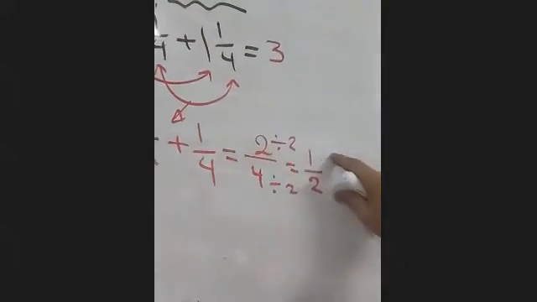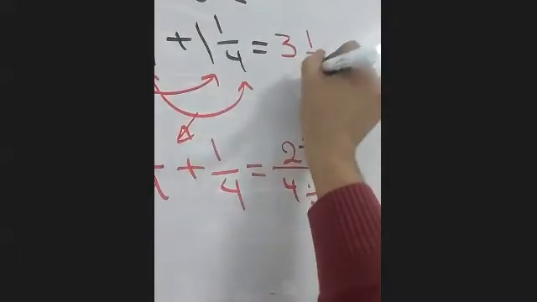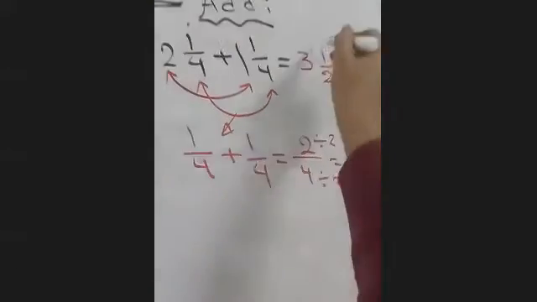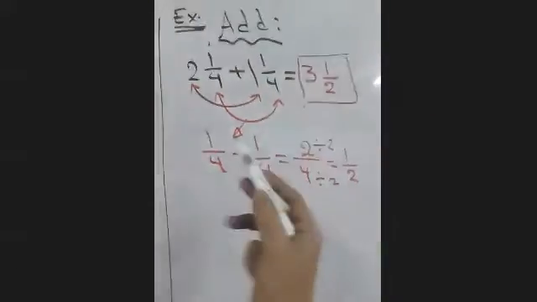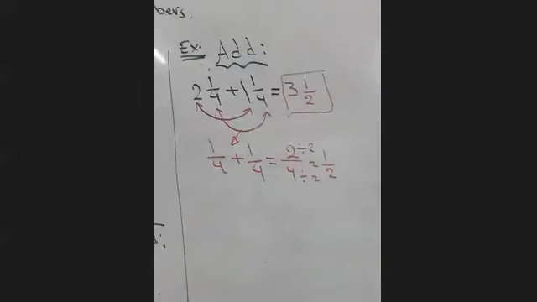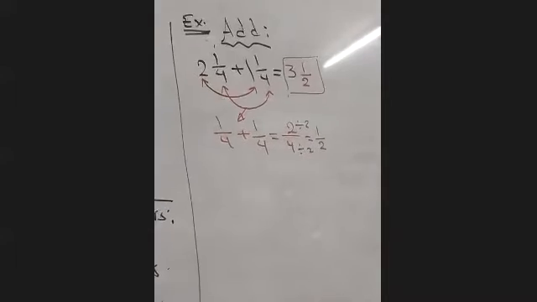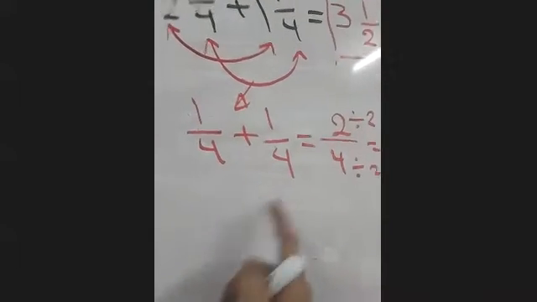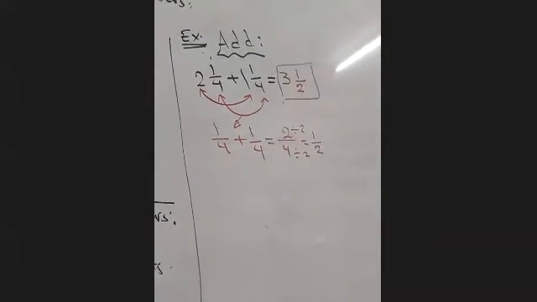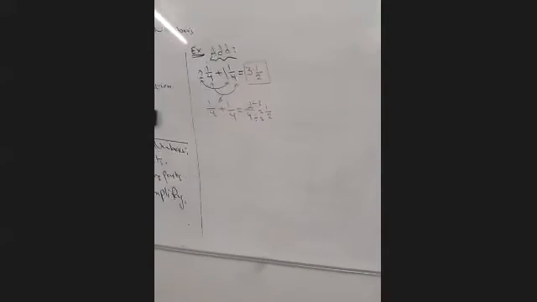The third step, put together. 3, I will put the half beside it here. So what's the answer now? This is our answer. 2 and 1 over 4 plus 1 and 1 over 4 equals 3 and a half. This is how we add two mixed numbers. And notice here, we have like fractions. I will give you another example. Another example. It's important, guys.